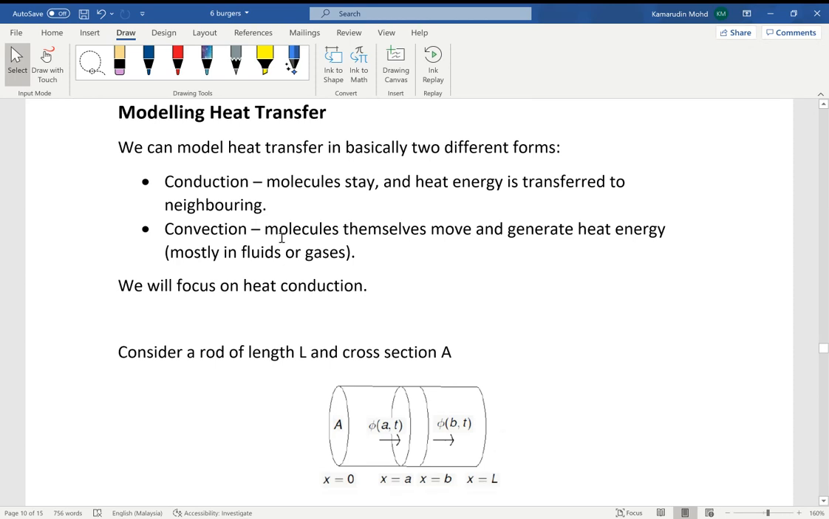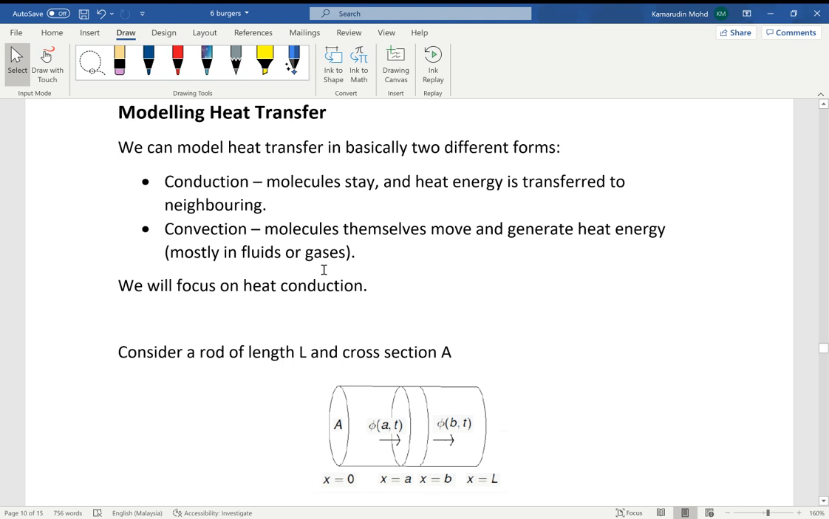Okay, we learn about modeling heat transfer now. Basically, we can model heat transfer in two different forms. First, based on conduction. Secondly, based on convection. For conduction, the molecules stay, and heat energy is transferred to neighboring molecules. While for the convection case, molecules themselves move and carry heat energy. So this case is mostly in fluids or gases.